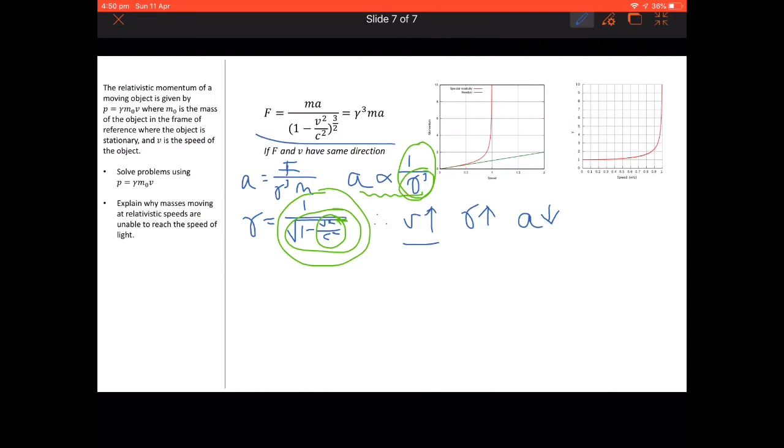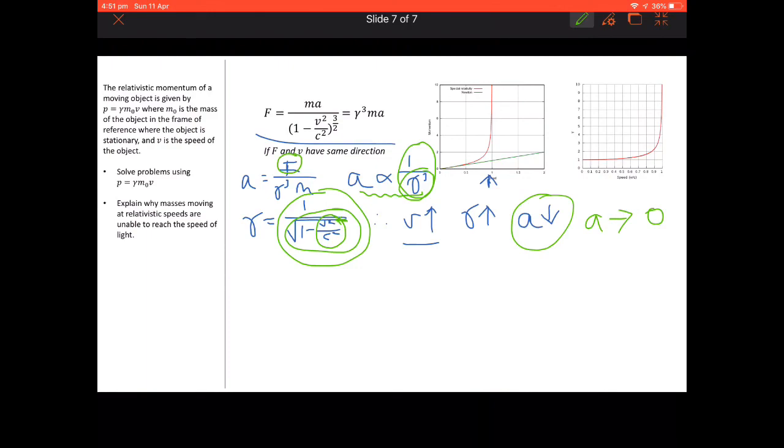Another way of saying this is that the ability of a particle to be accelerated, its inertia, decreases as the particle speed increases. So as v, the velocity of the particle, approaches c, and incidentally, as momentum approaches infinity, a, the acceleration, approaches zero, no matter how large our force is here.